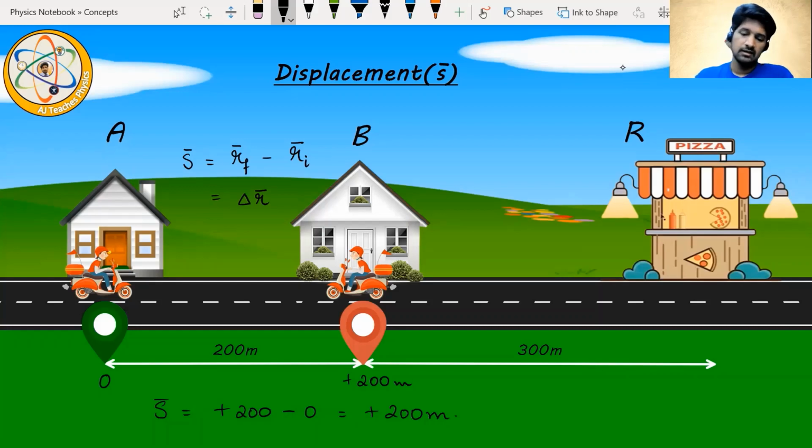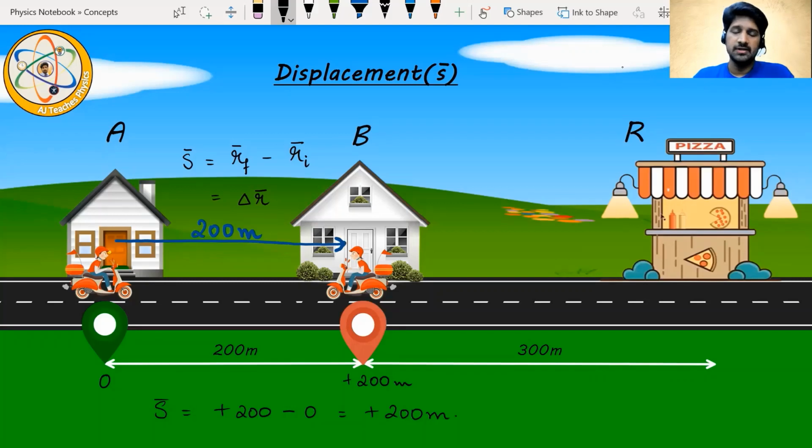Now we have derived the displacement in this case as plus 200 meters. What it means is that the delivery boy has undergone a displacement of 200 meters towards the positive direction. We can indicate that displacement using an arrow like this. The direction of the arrow shows the direction of displacement, and its magnitude is 200 meters. This is why we say that displacement depends only on the initial and final positions. It is defined like that.